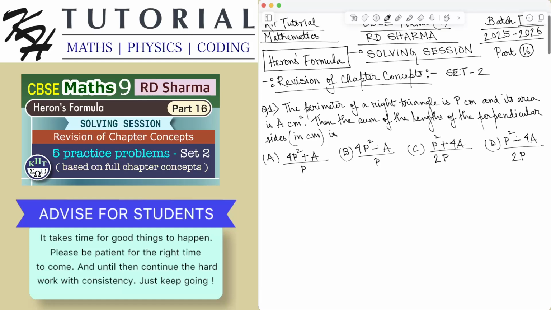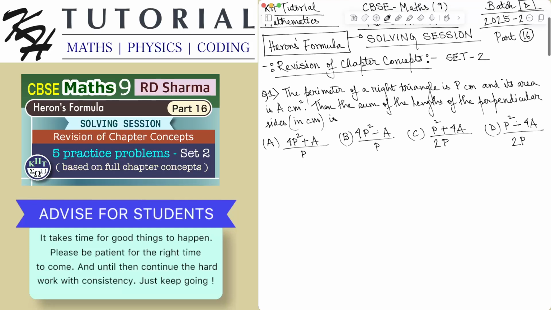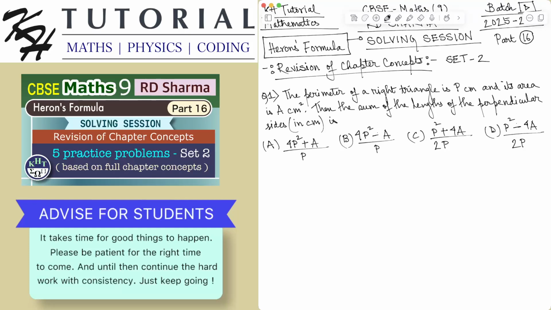Okay, the first question says the perimeter of a right triangle is p centimeter and its area is a centimeter square. Then the sum of the lengths of the perpendicular sides in centimeter is. Let's say this is the right angle triangle, and let's say the lengths of the perpendicular sides are x and y.